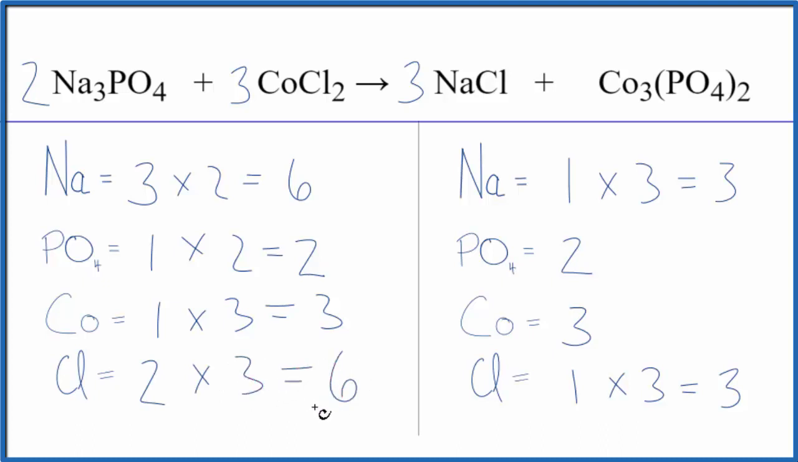It looks like this 3 here, we're going to have to double that because we want to get 6 chlorine atoms here. If we double that, that looks like that will also fix our sodiums. If we double this, that would double our sodiums, and that would be balanced.